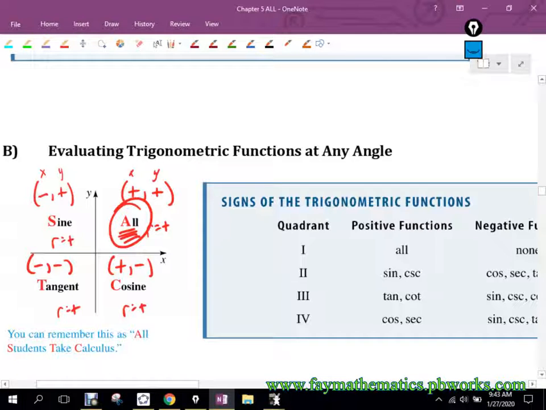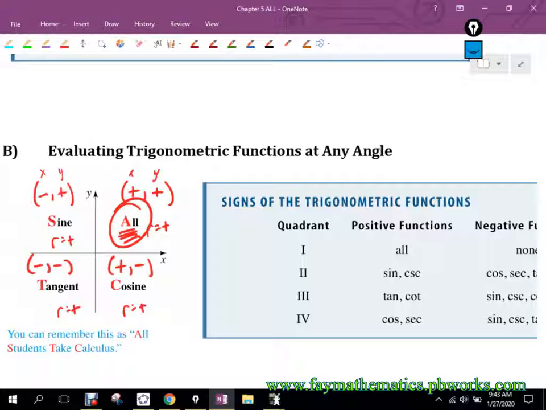So the objects that are stated in there, all sine, tangent, and cosine, it's the cluster of the main three that are positive in those quadrants. What I mean by that, when it says all sine, cosine, and tangent are positive in the first quadrant. When it says sine, okay, positive in the second quadrant, and then cosine and tangent are negative in the second quadrant. Does that make sense?